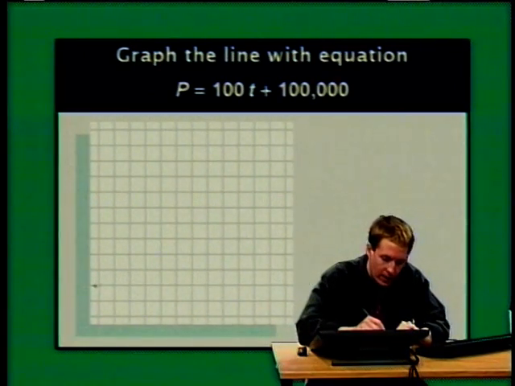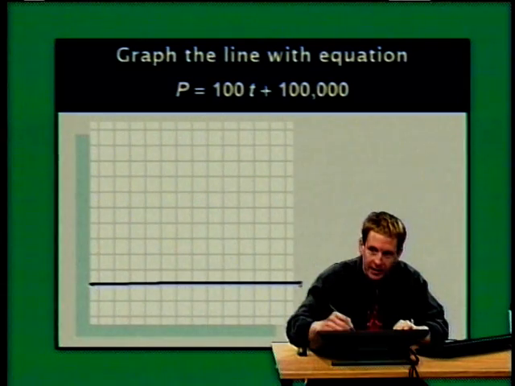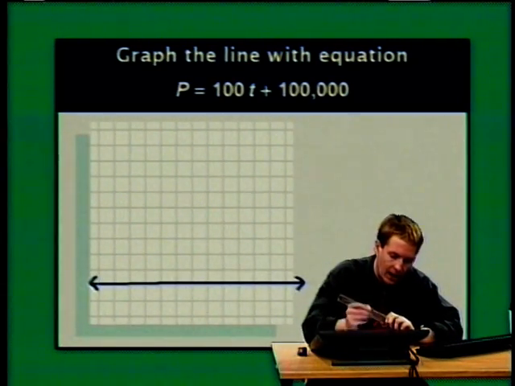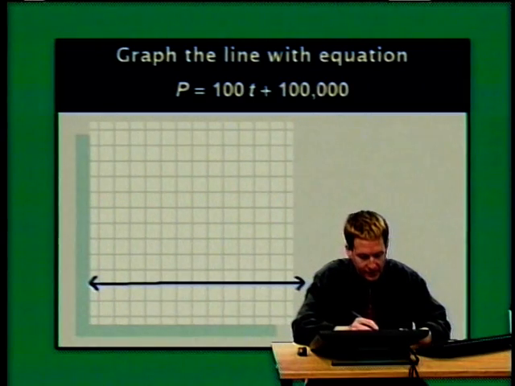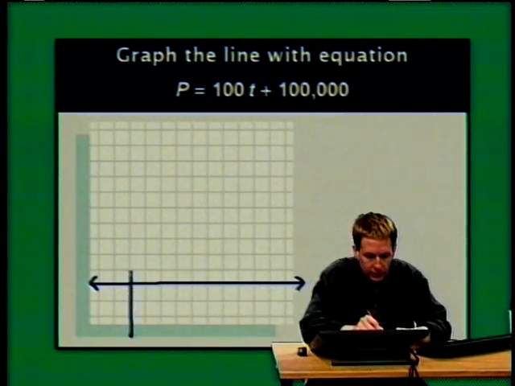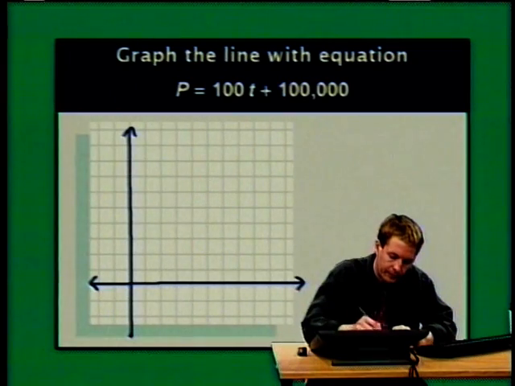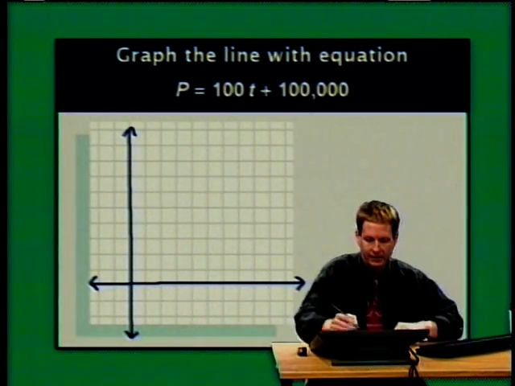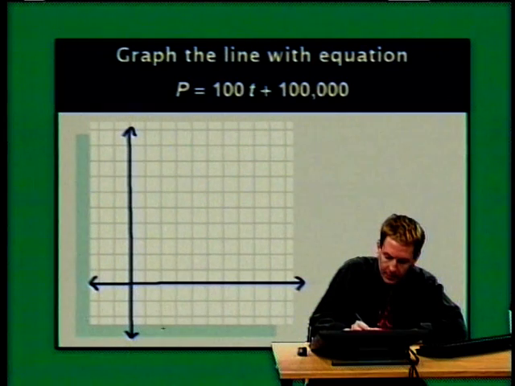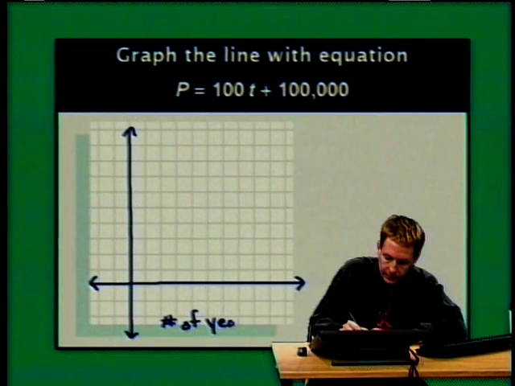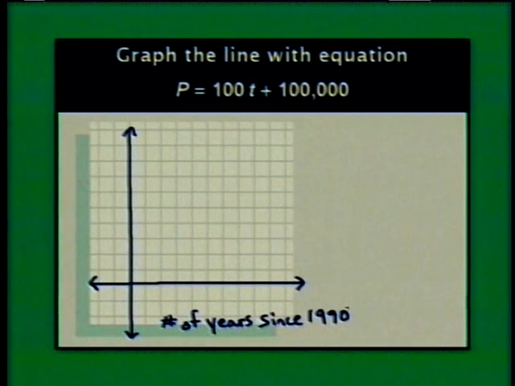Let's go ahead and draw my horizontal axis close to the bottom. And let's draw my vertical axis close to the left. My horizontal axis is going to be the number of years since 1990, and my vertical axis is going to be the population of P-town.